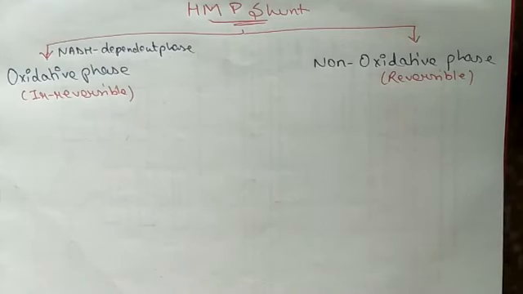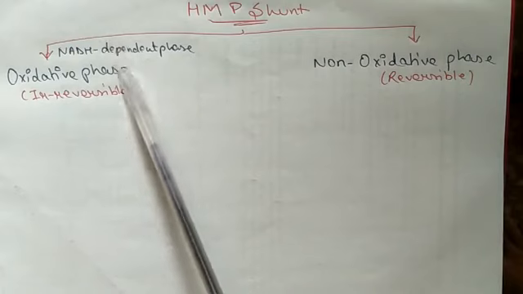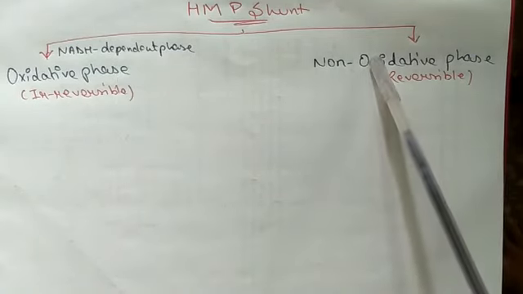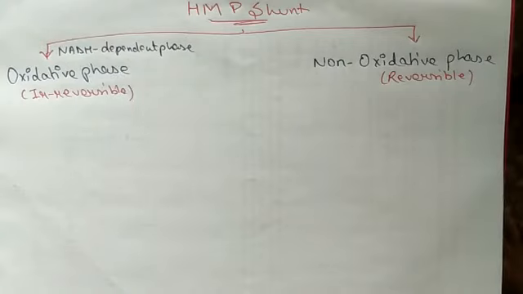Now, the sequence of reactions of HMP shunt is divided into two phases. First, the oxidative phase, and second, the non-oxidative phase. The oxidative phase is also known as the NADPH dependent reaction, and it is irreversible in nature. This phase is the process of removal of hydrogen. And the second phase, the non-oxidative phase, is reversible in nature.